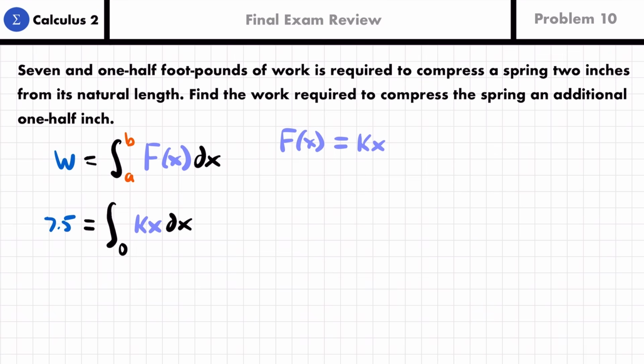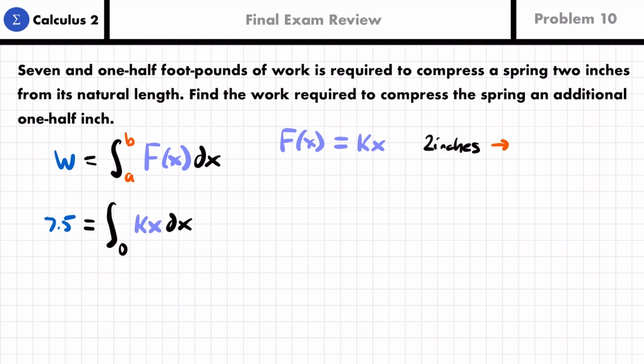Don't just write in 2, because our given value of work for this scenario, 7.5, is measured in foot-pounds. Okay, so the units have to match up. You can't use work in terms of feet and then integrate in terms of inches. You want the bounds of integration to also be measured in feet. Okay, so we have to do a little conversion here. We have to figure out what 2 inches would be in terms of feet. And remember that there are 12 inches in 1 foot.